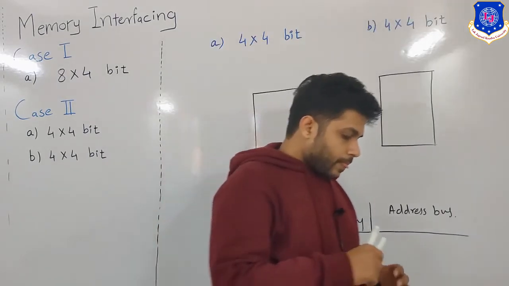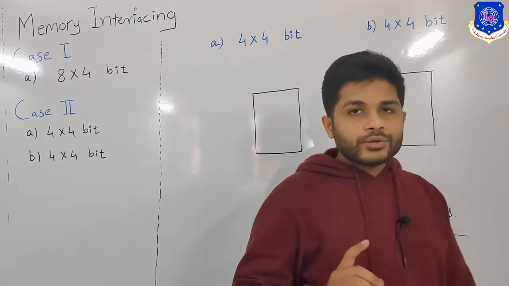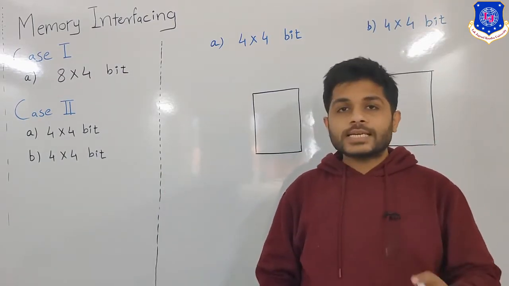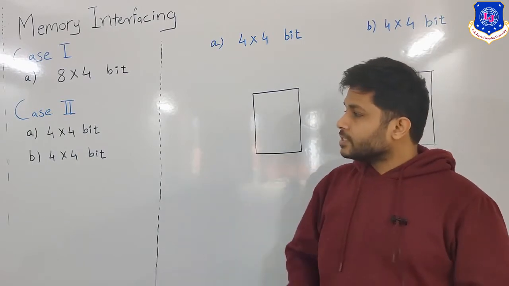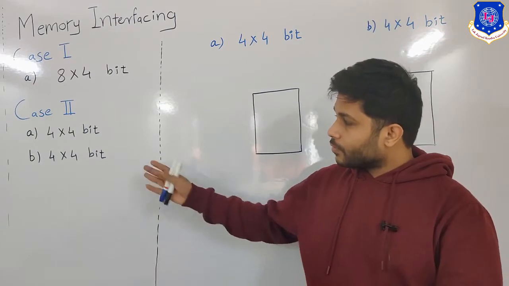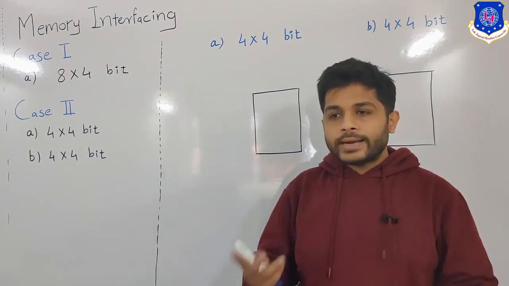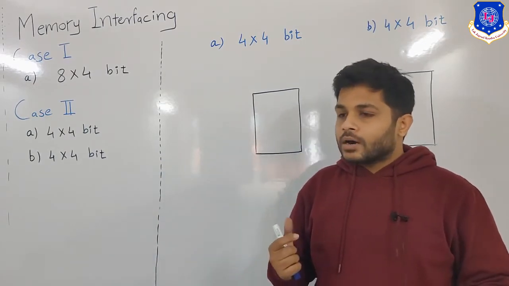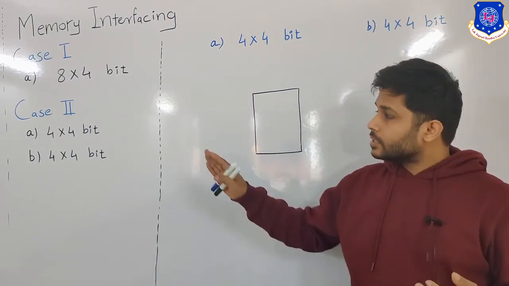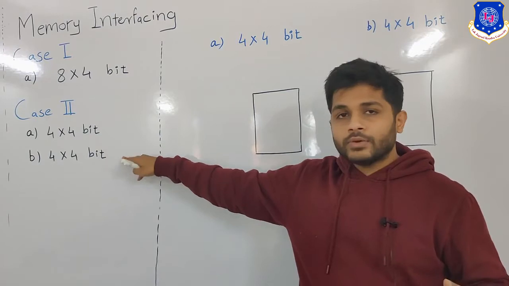Okay students, so now we are going to see the second case. In case 2, we are going to interface two memories, 4x4 bit and 4x4 bit. So we have two identical memories, but they are different units, and we are going to interface this memory A and B with the microprocessor.